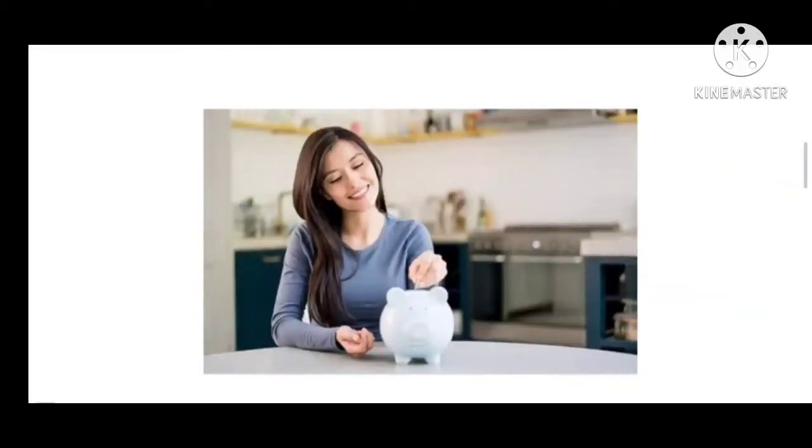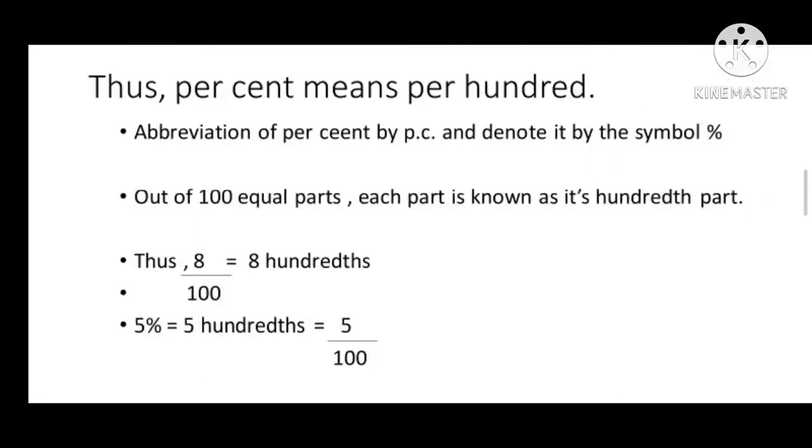That means she is saving 20% income from her income. So thus percentage means per 100.